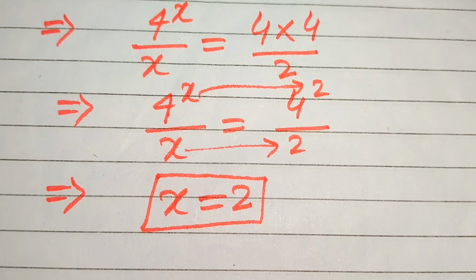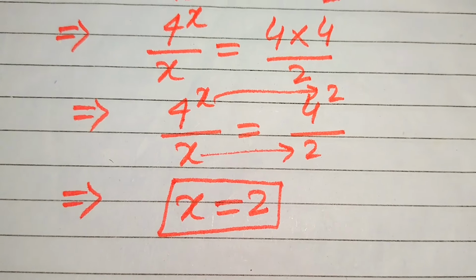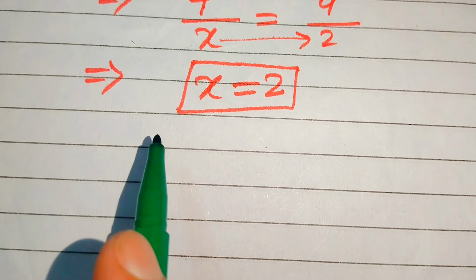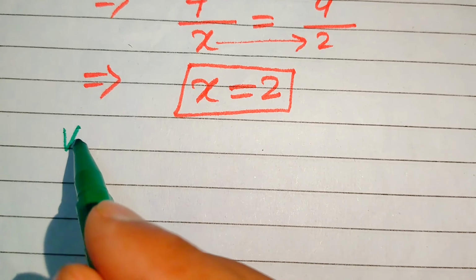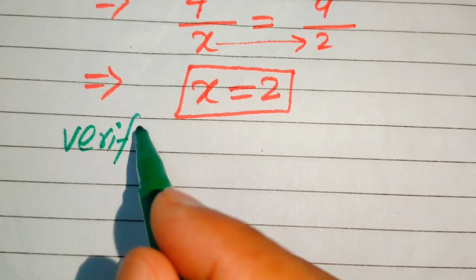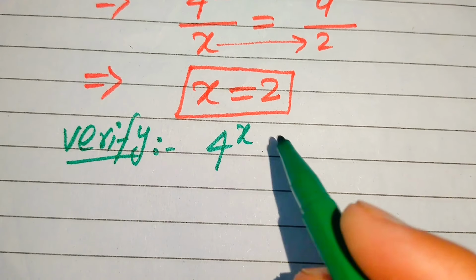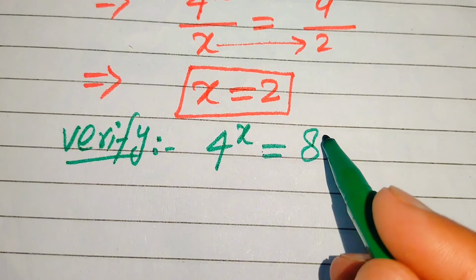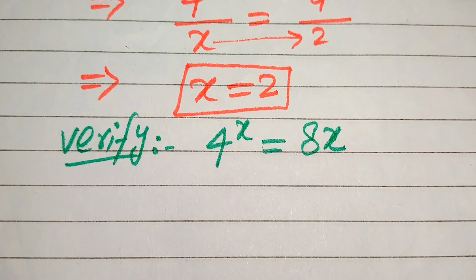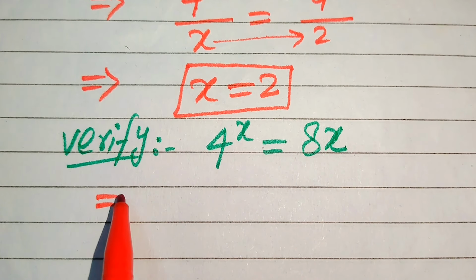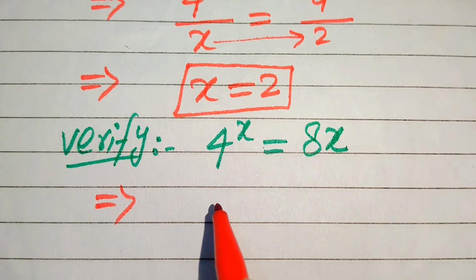So here we need to check whether this root satisfies our given question statement or not, or in other words we will check whether it is a solution or an extraneous root. For this we need to verify the root, and we will first copy down the given question statement. Here it is 4 to the power of x is equal to 8x. Now we need to substitute the value x is equal to 2 on both sides of this equation, and we will check the behavior of this equation.